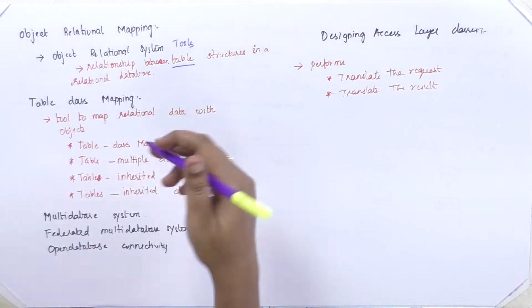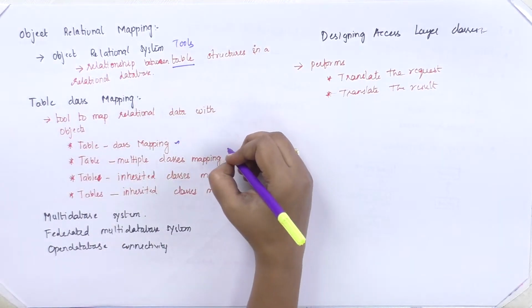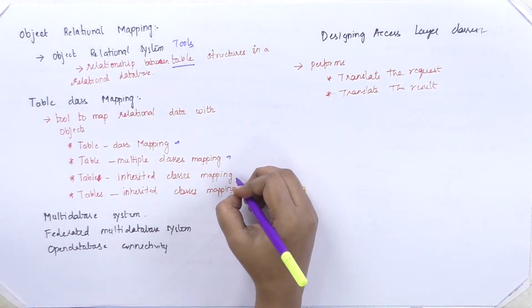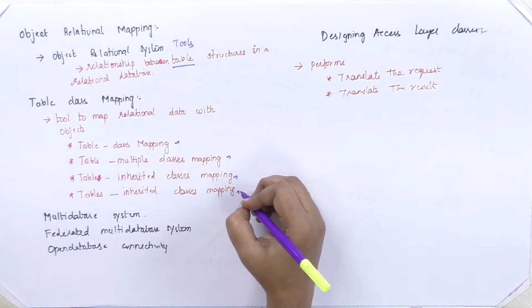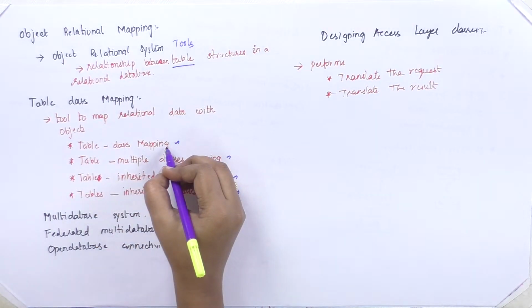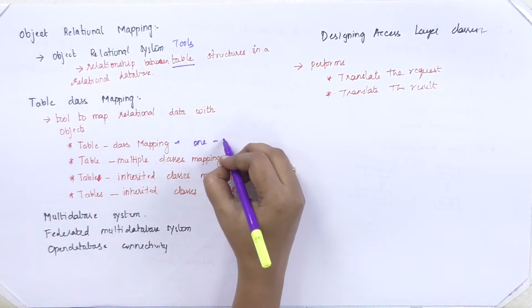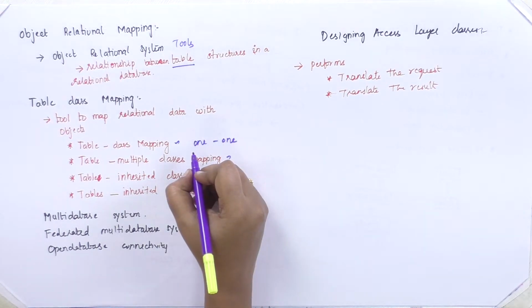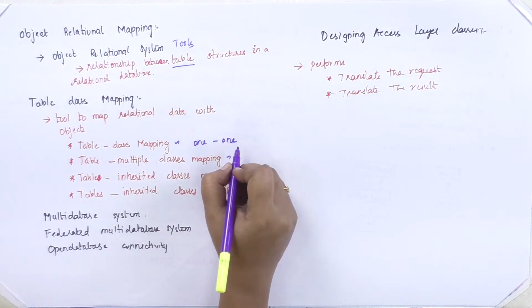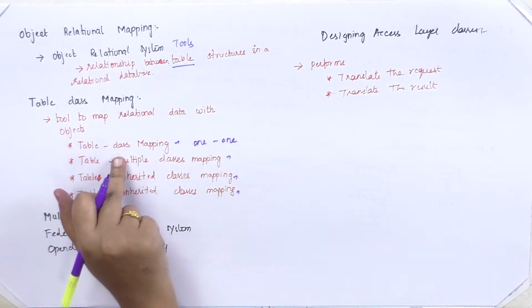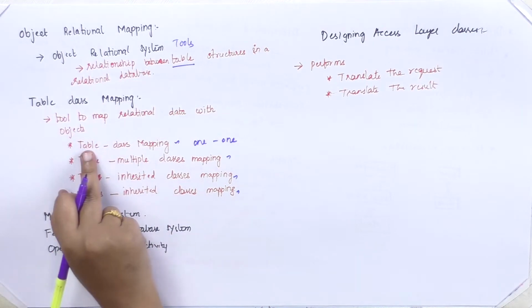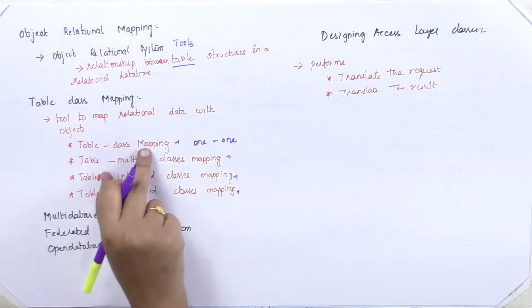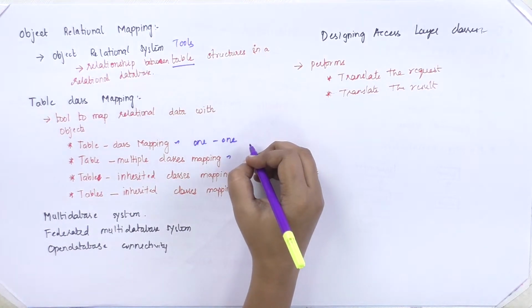That is, you have different types of mappings: table class mapping, table multiple classes mapping, and table inherited classes mapping. Table class mapping, in the sense, is a simple mapping. Here 1-to-1 mapping will be done, that is, 1-to-1 mapping of a table to a class. So one table will be mapped to one class. Here each row in the table will represent an object instance, and each column in the table will represent an object attribute. So that is what table class mapping is.